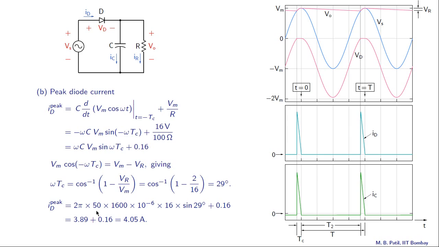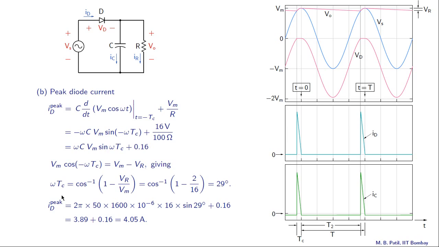The first part here is 2 pi times f, or omega. F is 50 hertz. C is 1600 microfarads. We have already computed that earlier. Vm is 16 volts, then followed by sine of 29 degrees.